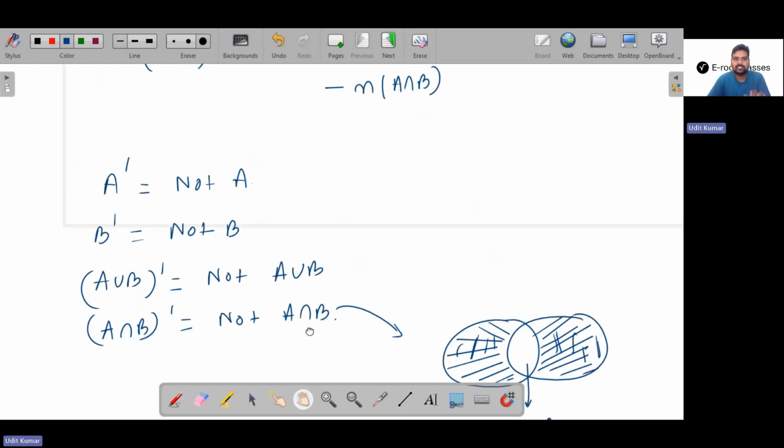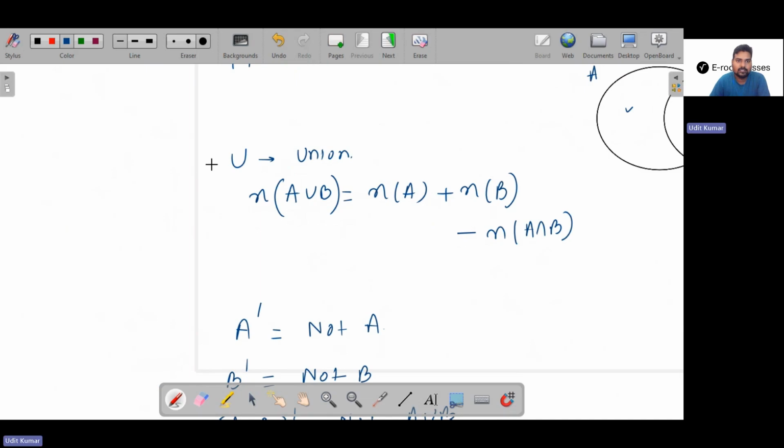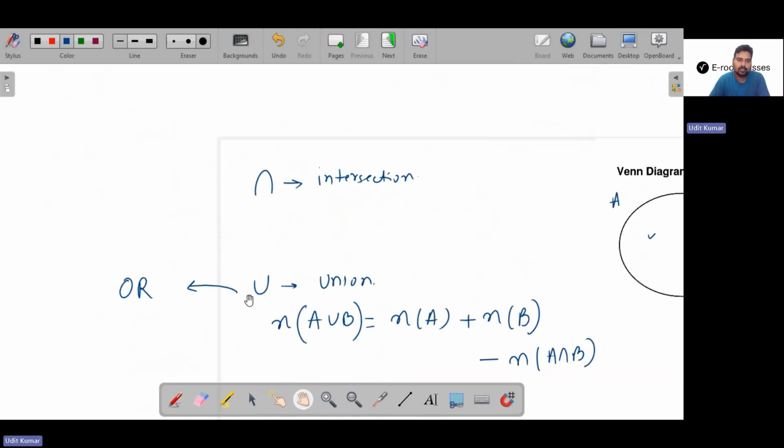Okay, so these three symbols are important. Whenever we talk about union, we'll talk about the word or. And whenever we talk about intersection, we'll talk about and. For example, if I say there are 10 students who like both physics and chemistry, basically I'm talking about the intersection. I'm talking about something which is common in them. Okay, so this is the and or symbols.